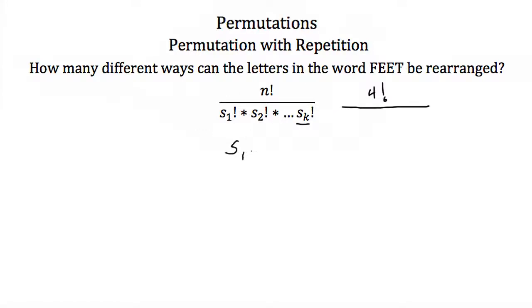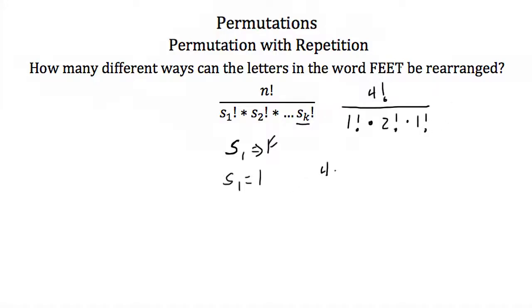So if S1 was the occurrences of F, well then S1 would be equal to 1 because there's only one F. So we would have 1 factorial. We would multiply that by S2, and we could say S2 is the number of occurrences that E occurs. Well, E occurs twice, so we'd multiply this by 2 factorial. And then lastly, we have a T, and T only occurs once, so we could say S3 was the number of times that T occurs, so we'd multiply that by 1 factorial again.